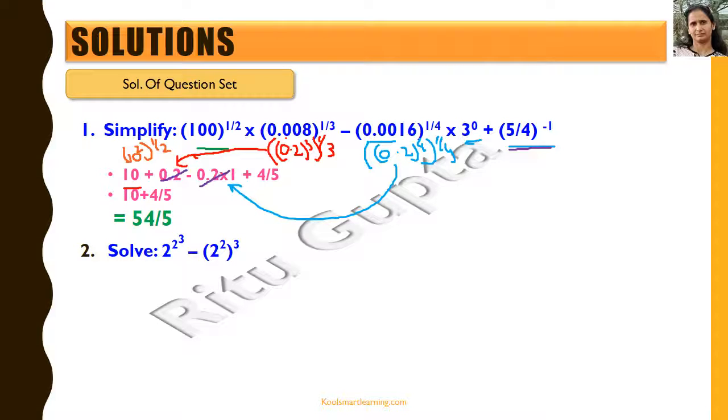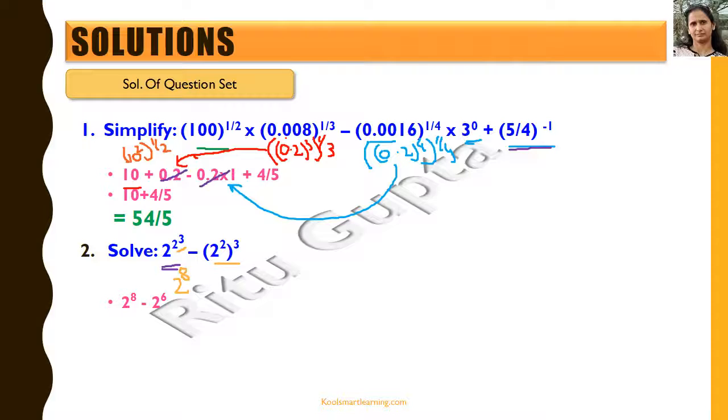The second question is we need to solve 2 raised to the power 3 minus 2 raised to power 2 whole raised to power 3. Now what does 2 raised to power 3 mean is that the base is 2 and the exponent here is 2 raised to power 3. So the exponent essentially becomes 8. So this can be represented as 2 raised to power 8.